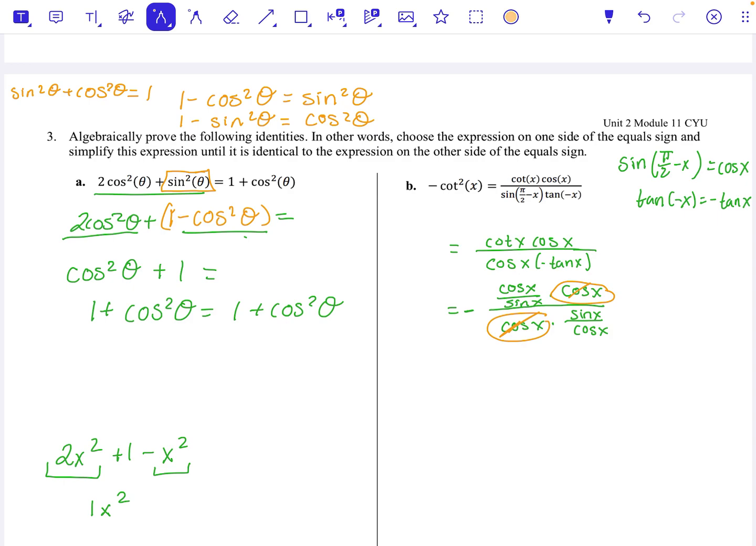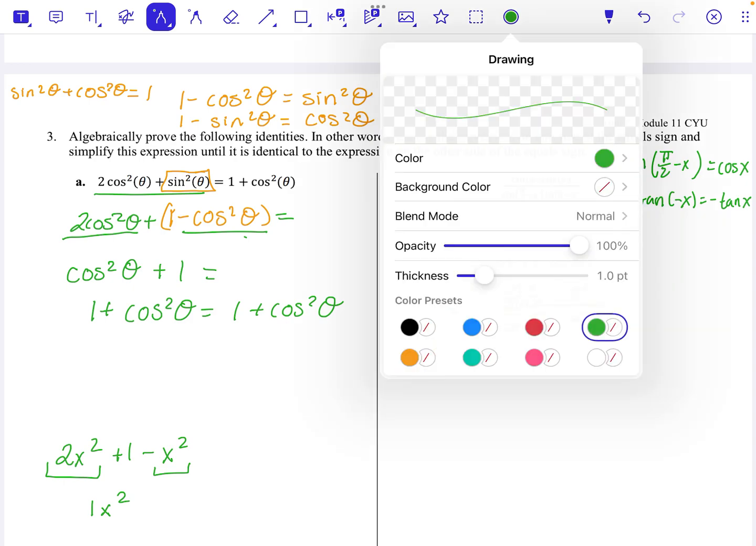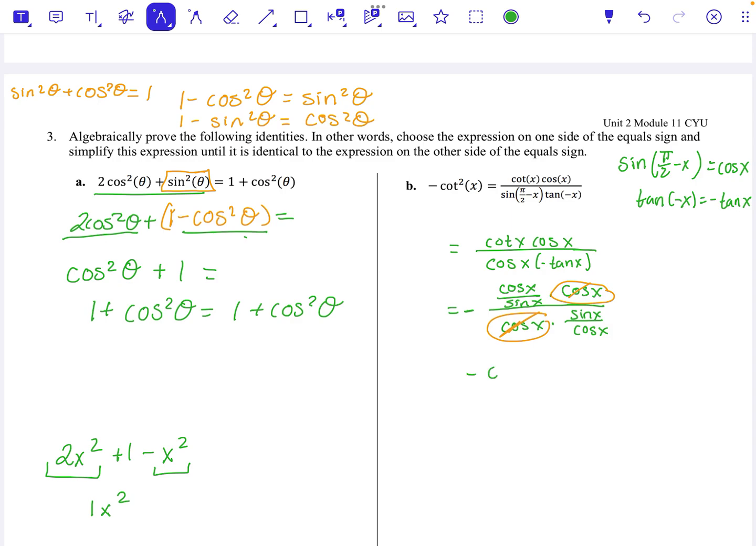Dividing by a fraction is the same thing as multiplying by a reciprocal. So let's write that out. We have negative cosine of x over sine of x times the reciprocal of sine over cosine, which would be cosine of x over sine of x. Well, cosine times cosine is cosine squared x over sine squared x. Oops, and I dropped off the negative. Negative cosine squared x over sine squared x.